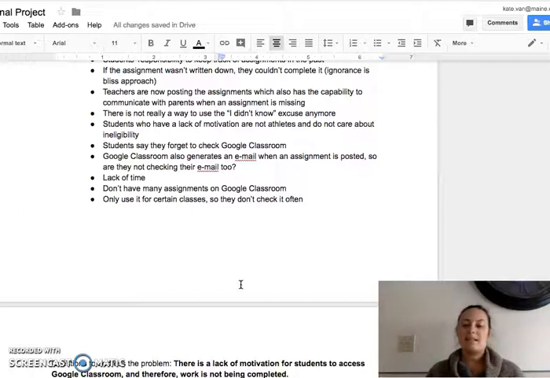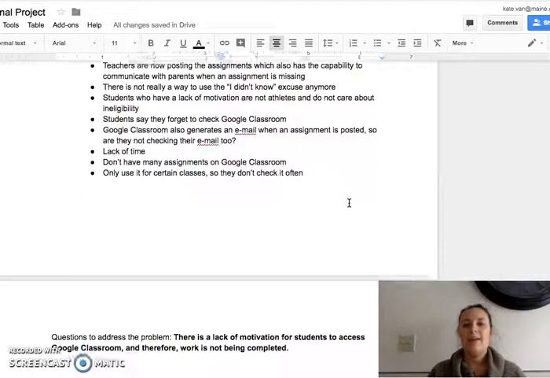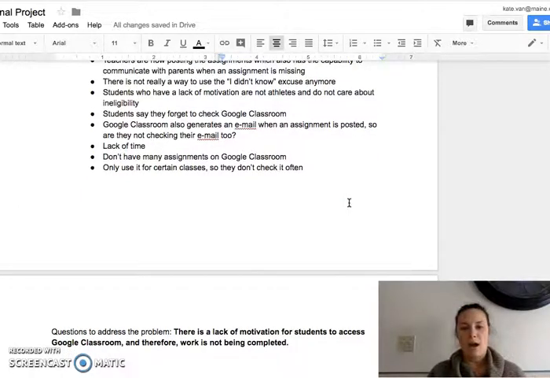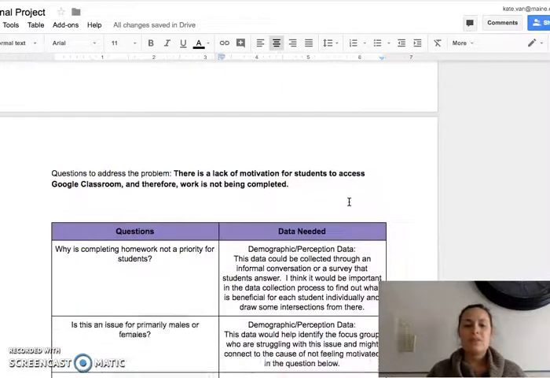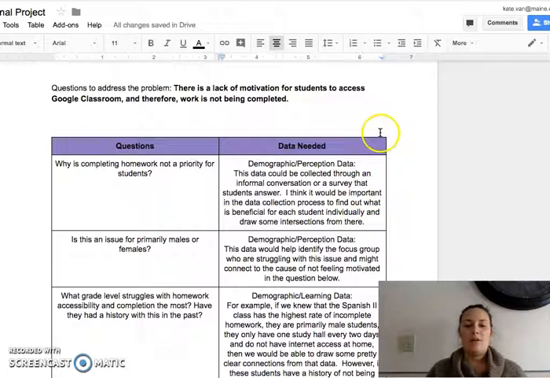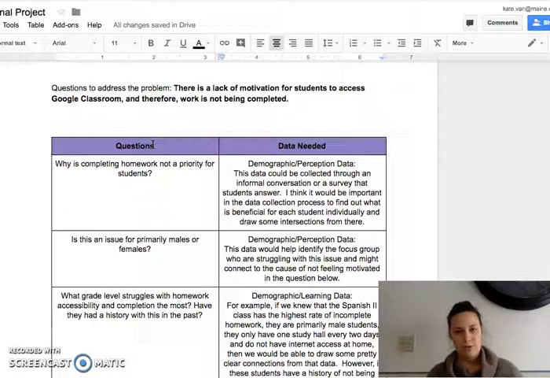Some students said that they forgot. Some found that they didn't have the time. Some students said that they don't have a lot of classes that use Google Classroom, or if the course does use Google Classroom, they don't post many assignments to it. So there was a lot of different variables as to why this might be happening. So it kind of led to a few additional questions, and then some data intersections, and also that data that is needed. And a lot of the data is intersected, but I would still need a lot of data in order to answer the questions for this other problem.